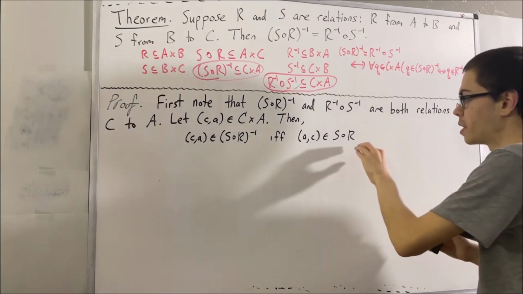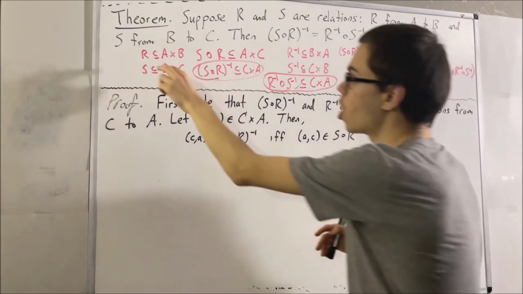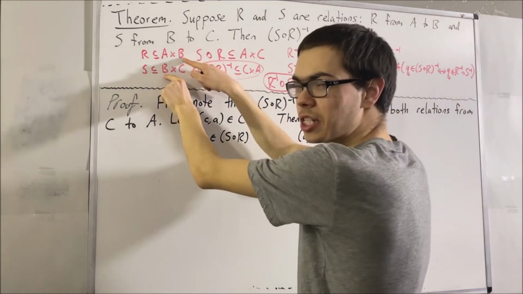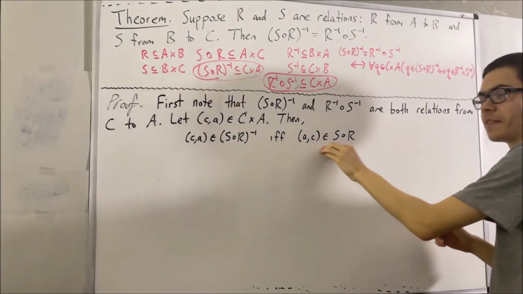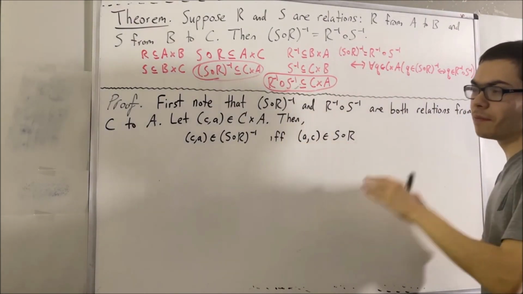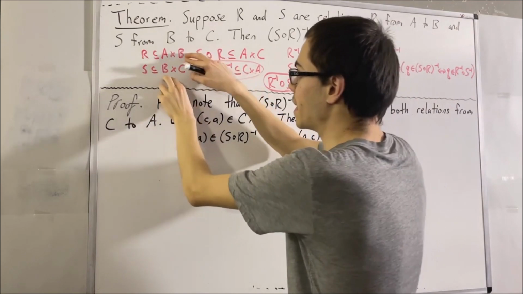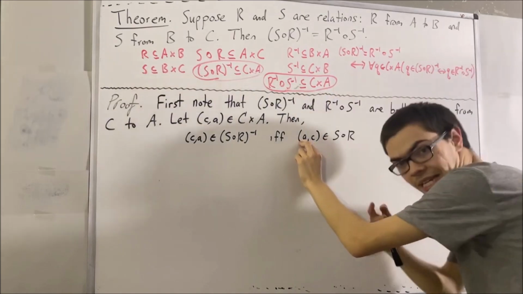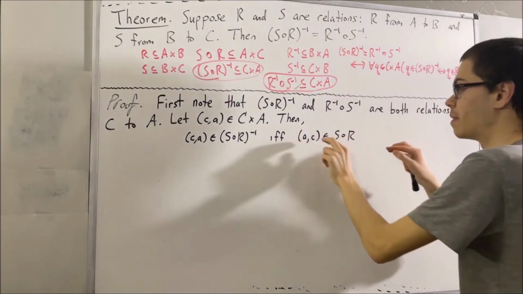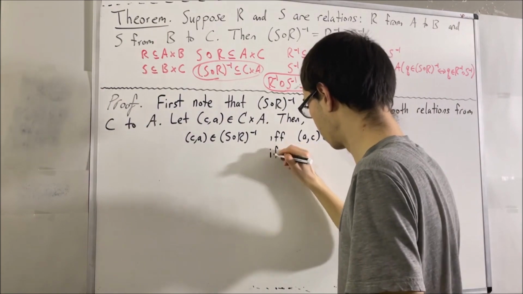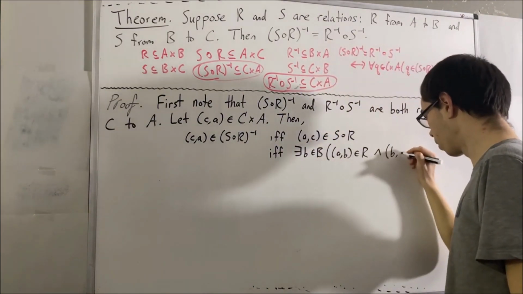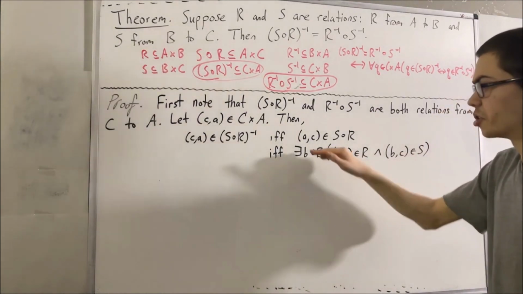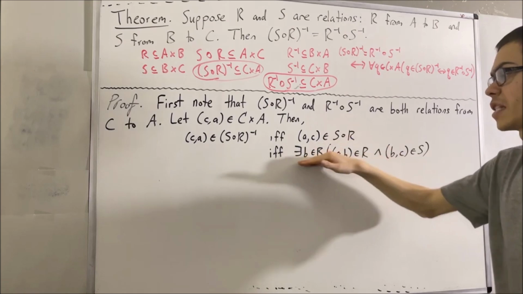Okay, so then what statement is equivalent to this one? Well, notice our composition contains R and S, right? R goes from A to B, and S goes from B to C. So B is our intermediate set. What does it mean to be an element of this composition? Well, it means that there exists an element in our intermediate set B, say B, such that A comma B is an element of R, and B comma C is an element of S. Right, so this is what it means by definition to be an element of this composition. So that's why they're equivalent.